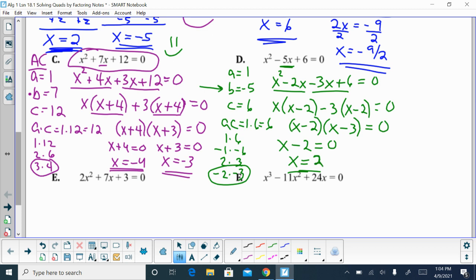That's supposed to be a 2. And right here. So our solutions, our answers, x equals 2, x equals 3.